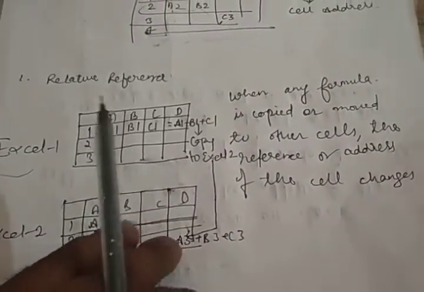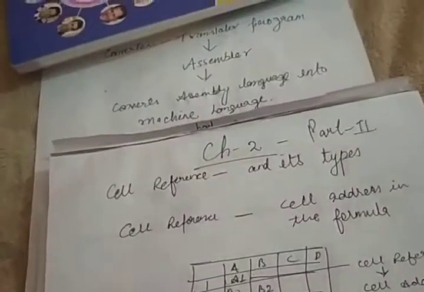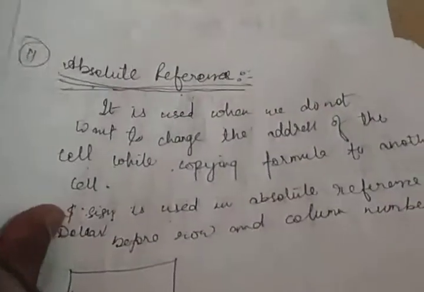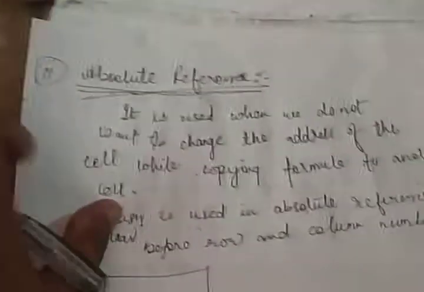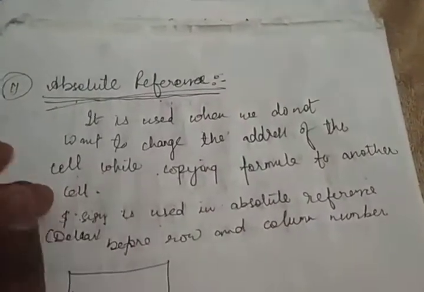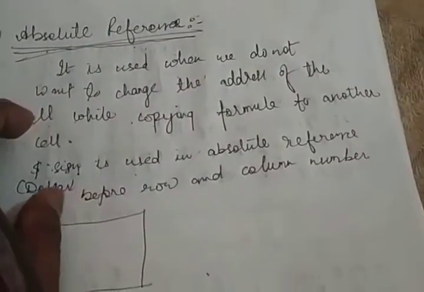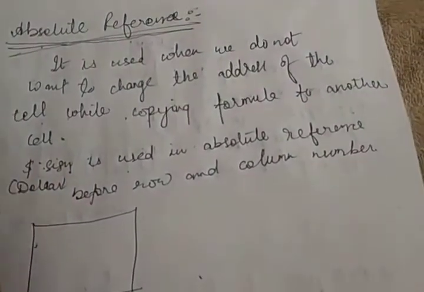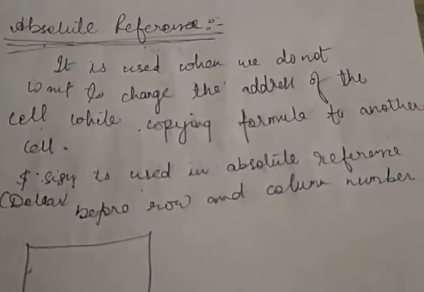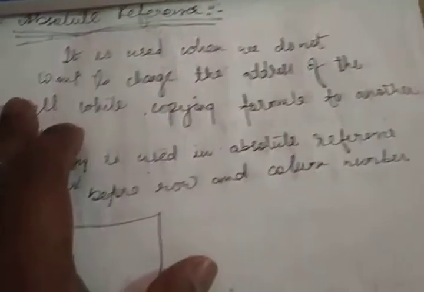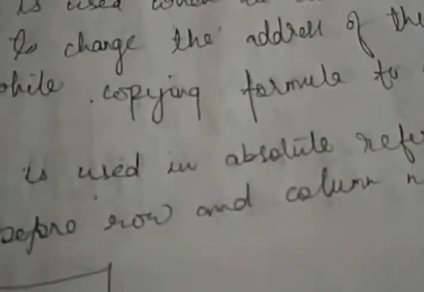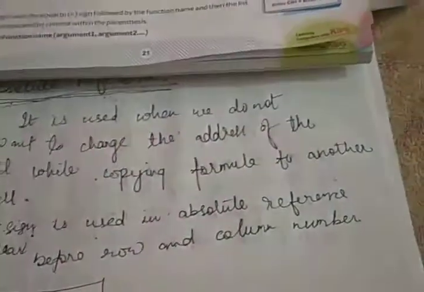Now going towards the next one, that is the absolute reference. It is the opposite of the relative reference. In this, what happens? It is used when we do not want to change the address of the cell while copying the formula to another cell. Means when we copy the formula from one Excel to another Excel, the cell address does not change, as we have already seen in the relative reference that it does change.